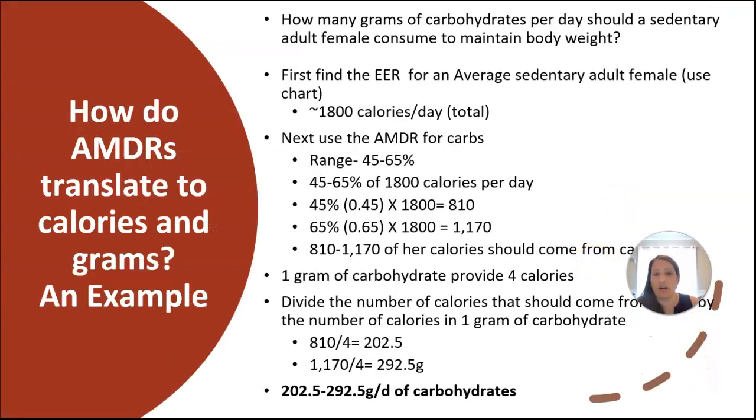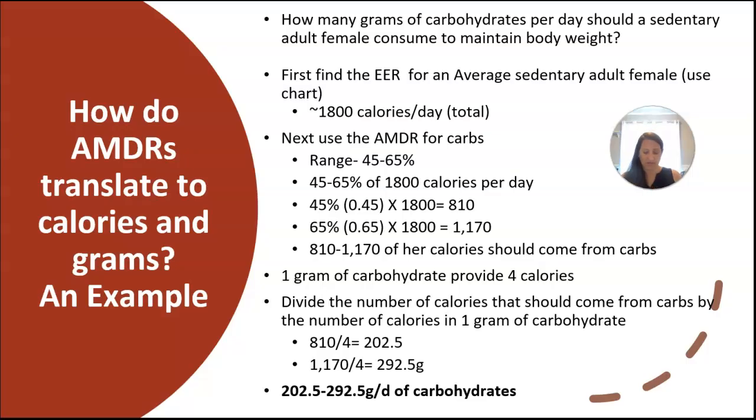Okay, so let's try a problem. All right. So the question is, how do these AMDRs, acceptable macronutrient distribution ranges, translate to calories and grams? Okay. So we played with this a little bit back in chapter 1, but let's do it again, and we'll expand upon it here. So it says, how many grams of carbohydrates per day should a sedentary adult female consume to maintain body weight? Okay, so we've got to use the chart.